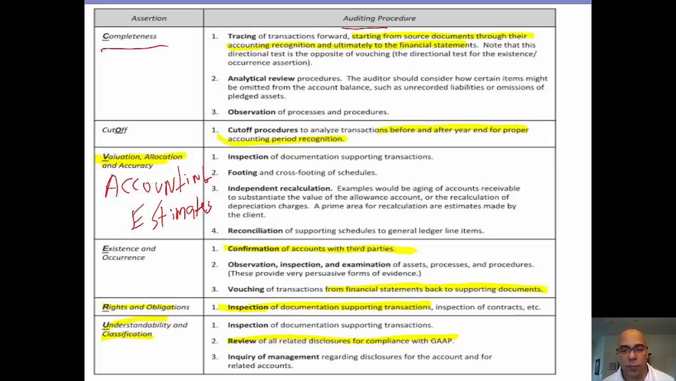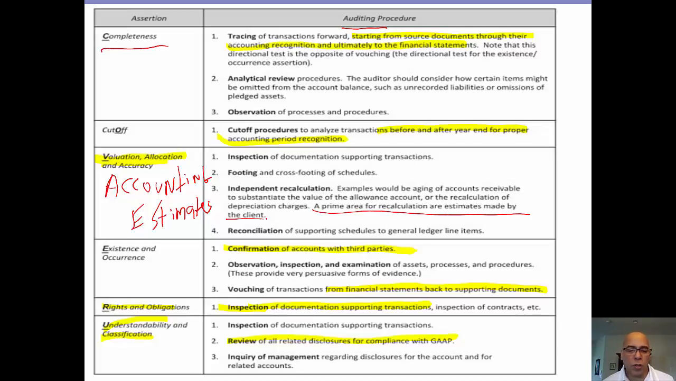So valuation is a management estimate, and remember, we do our audit procedures per the assertion. All of these assertions could relate to just one account, accounts receivable, and we're going to do different procedures for different assertions. In the case of valuation, the classic step here is to recalculate. We're going to come up with our own independent estimate, and see that management's estimate seems reasonable after we've done some independent recalculation.